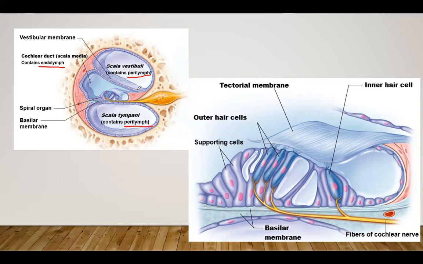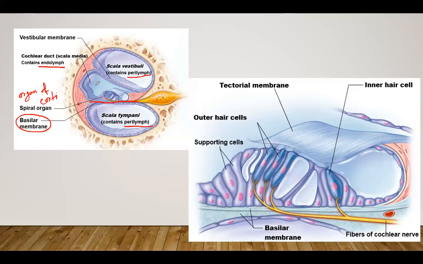Now, what you see here, enlarging this picture, is referred to as the spiral organ or organ of Corti. Let me just write it down: organ of Corti. Where does this organ of Corti sit? It sits on this membrane right here, which is called the basilar membrane. If I specifically ask you what is the basilar membrane, it's basically the membrane between the scala tympani and the cochlear duct, which is also the scala media.